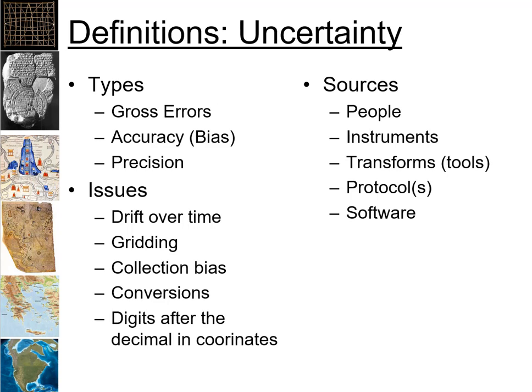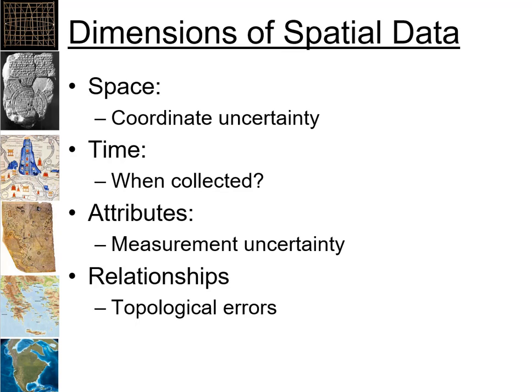Gross errors are just that. They're big errors that are usually pretty easy to identify. But there's a whole bunch of other issues we need to look at: drift over time, gridding, collection bias, conversions, digits after the decimal, and the sources of uncertainty. We'll talk about all these things a little bit.